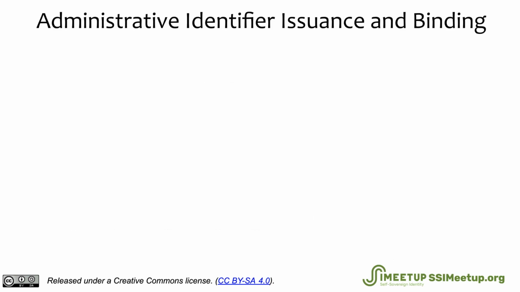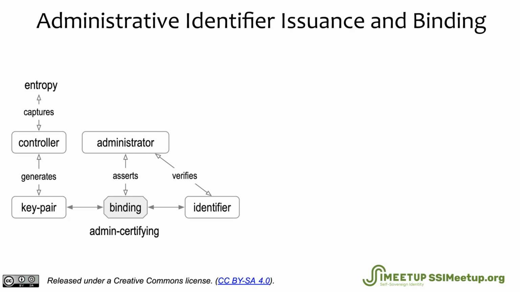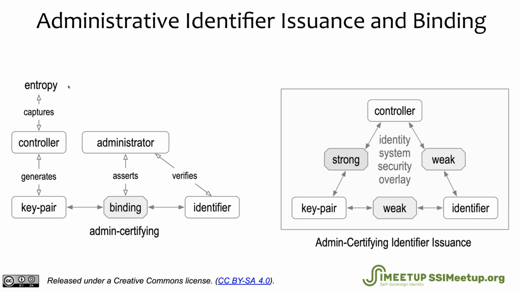So let's look at how administrative identifier issuance and binding works. This is the pattern that almost every administrative identity system that we would have been exposed to uses. I've simplified and generalized it, but it is generally applicable. You have entropy, cryptographic entropy. The controller captures that, generates a key pair, and then an administrator of the identifier makes an assertion that binds the key pair to the identifier. So this might be a certificate, as in a certificate authority is the administrator, and it creates a certificate that binds the key pair to the identifier, and then you can verify that identifier against the administrator based on their certification.